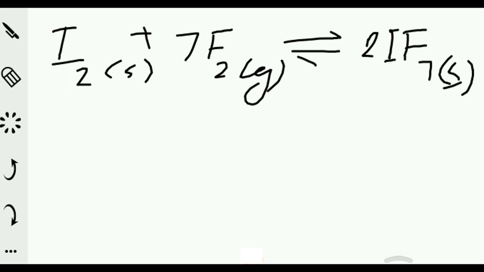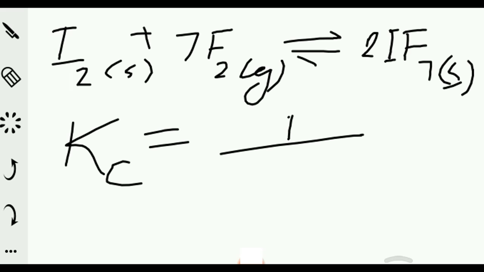Now let's see one example of how to write the equilibrium constant. Kc for this reaction will be: here iodine is in solid form, that means it is neglected, the value of this is 1, and on the product side we also have one solid, so that is 1. So it is 1 by, on the reactant side, we have F2, that is the concentration of F2 raised to the power 7.